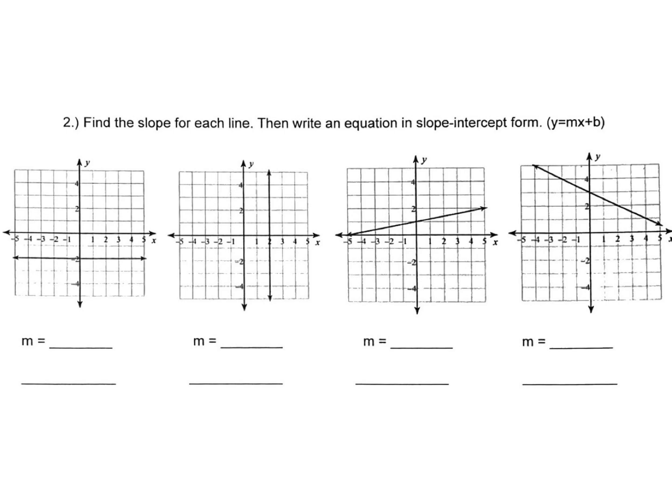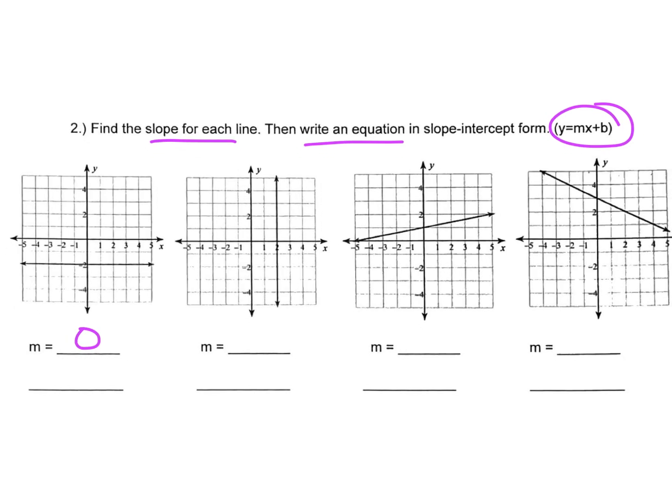For number 2, we're going to find the slope of each line and write an equation in y equals mx plus b form. Okay, so noticing my first graph here has a horizontal line. We learned that a horizontal line has a 0 slope or no slope. So to write the equation of a horizontal line, all I have to do is eye up where it crosses the y-axis. That's our intercept right there. So on the y, it crosses at -2. And that's it. That's my equation.